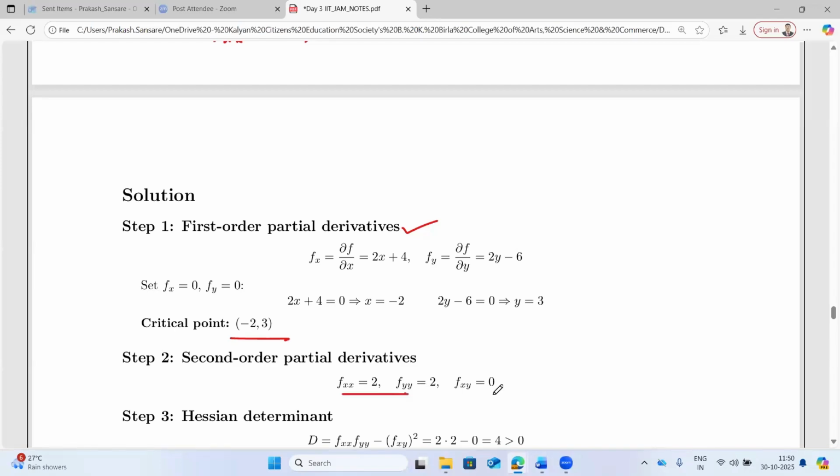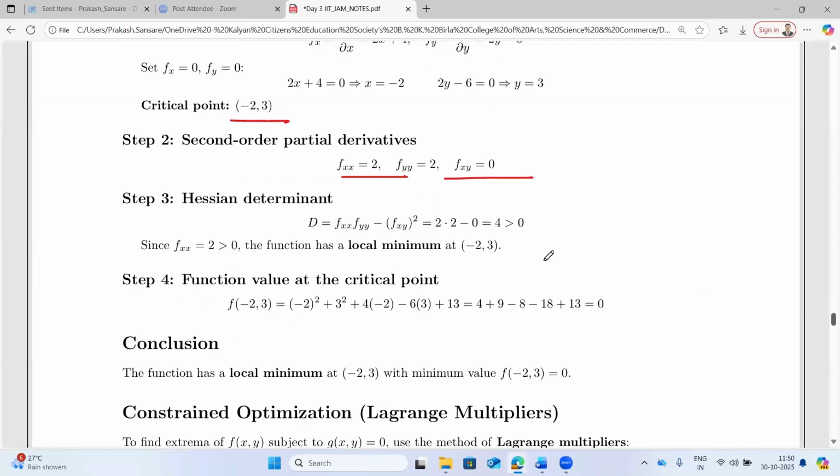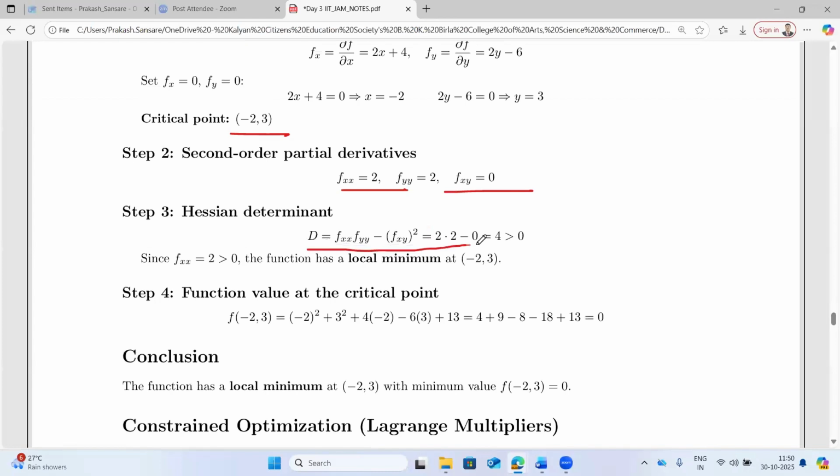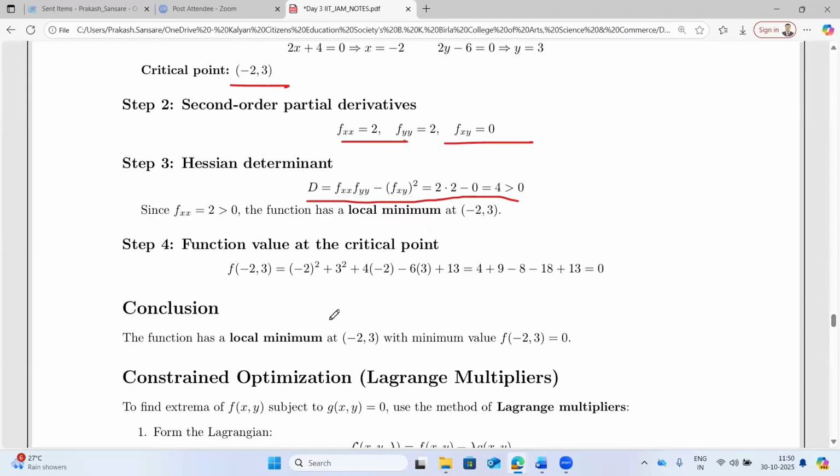So first order derivative, this is just a detailed solution we have given. So fx, fy, 0, 0. Yeah, it is 4. So I must have concluded, yeah, the function has a local minima, and we have also calculated the minimum value of the function.